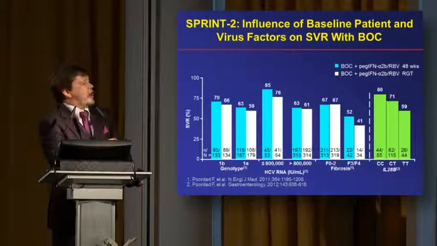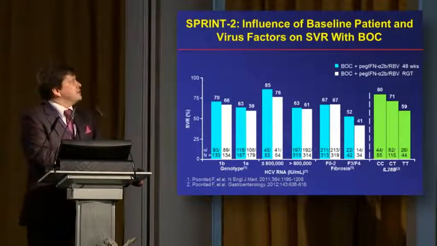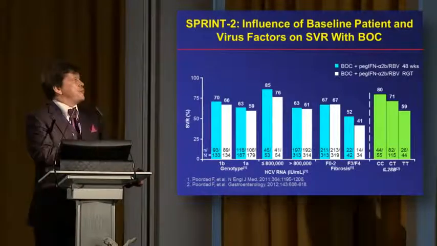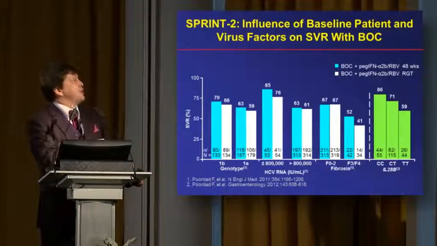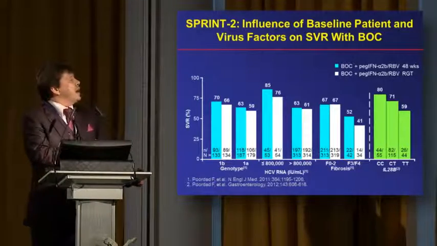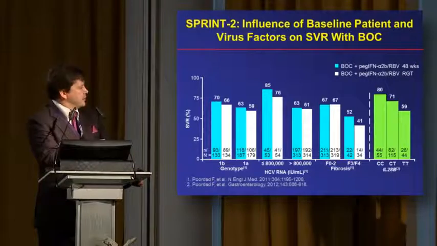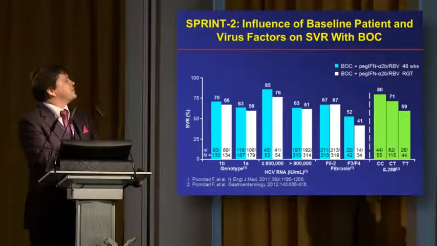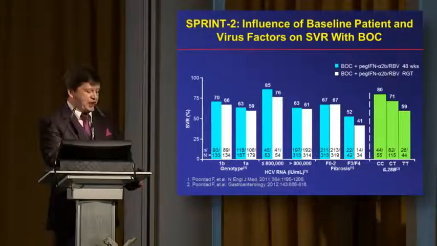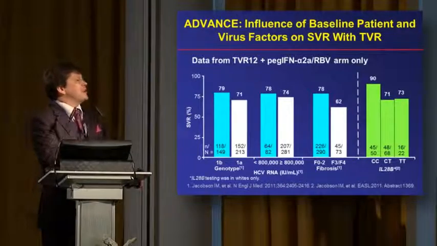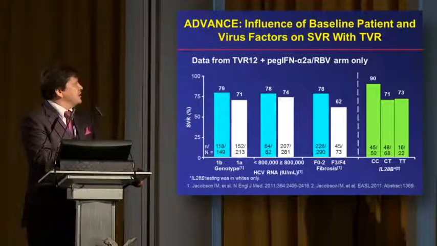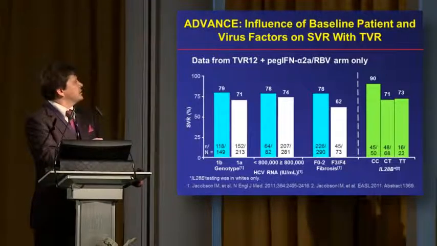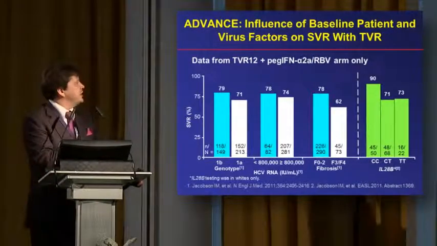This is the total result from the SPRINT-2 study, and the significant influence of baseline patient and virus factors on SVR with boceprevir concerning genotype 1b versus 1a, high and low viral load, mild and advanced fibrosis, and interleukin-28B polymorphism. Similar results were received in the ADVANCE study with telaprevir: genotype, HCV, viral load, fibrosis state, interleukin-28B.